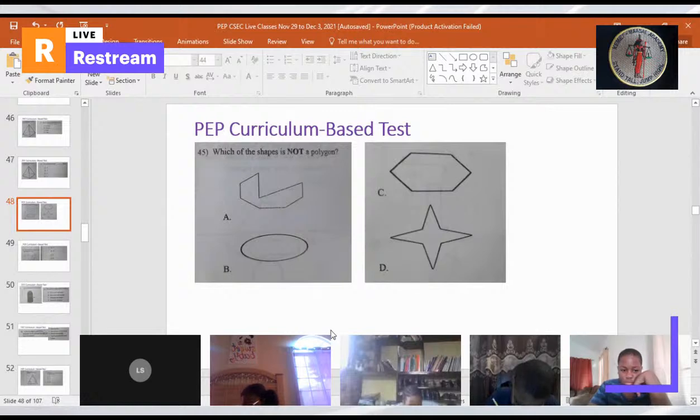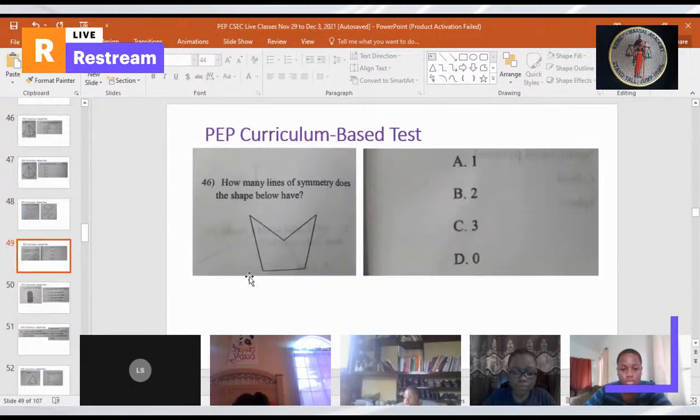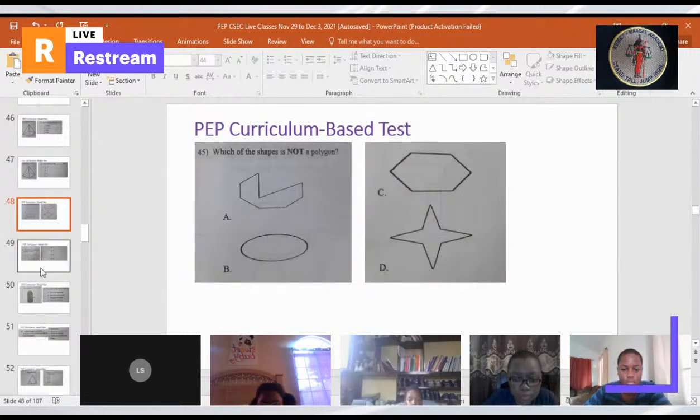All right, number 45, which of the shapes is not a polygon? B, miss? B is correct. A polygon must be flat, it must have straight sides, and it must be closed. Those are the three criteria for a polygon. B is a circle, it has a curved surface. It's an oval, not a polygon.